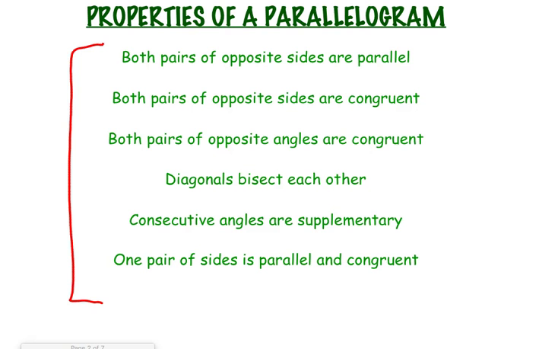Both pairs of opposite sides are parallel. Both pairs of opposite sides are congruent. Both pairs of opposite angles are congruent. Diagonals bisect each other. Consecutive angles are supplementary. And then that weird one: one pair of sides is parallel and congruent. And the key word there would be one. I might also want to point out that it always has to be both for these other ones. Both pairs of sides, not just one, okay? Again, just flip back and forth with your notes if you can't remember these, because that's all you're doing today, guys. Just looking to see if one of these works.